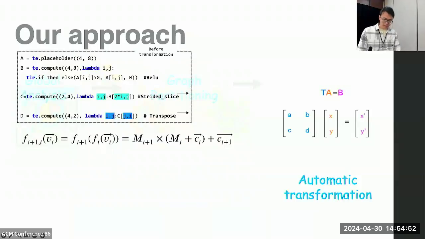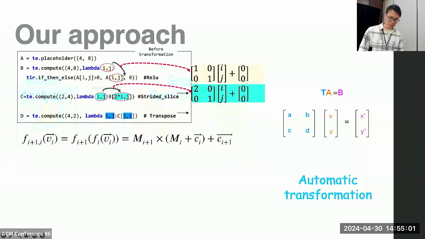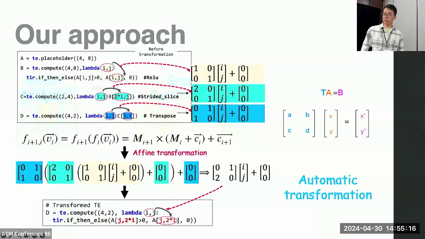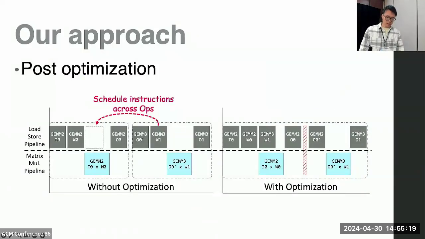To this end, the compiler first transforms all the one-relies-on-one tensor expressions by applying the index mapping functions from the child tensor expression to the parent tensor expression. It then applies the index mapping functions, and finally it automatically creates a single semantic-preserving tensor expression. It also supports post-optimization. If we fuse the operators into a single kernel, we can pipeline the instructions across the operators. For more details, you can refer to our paper.